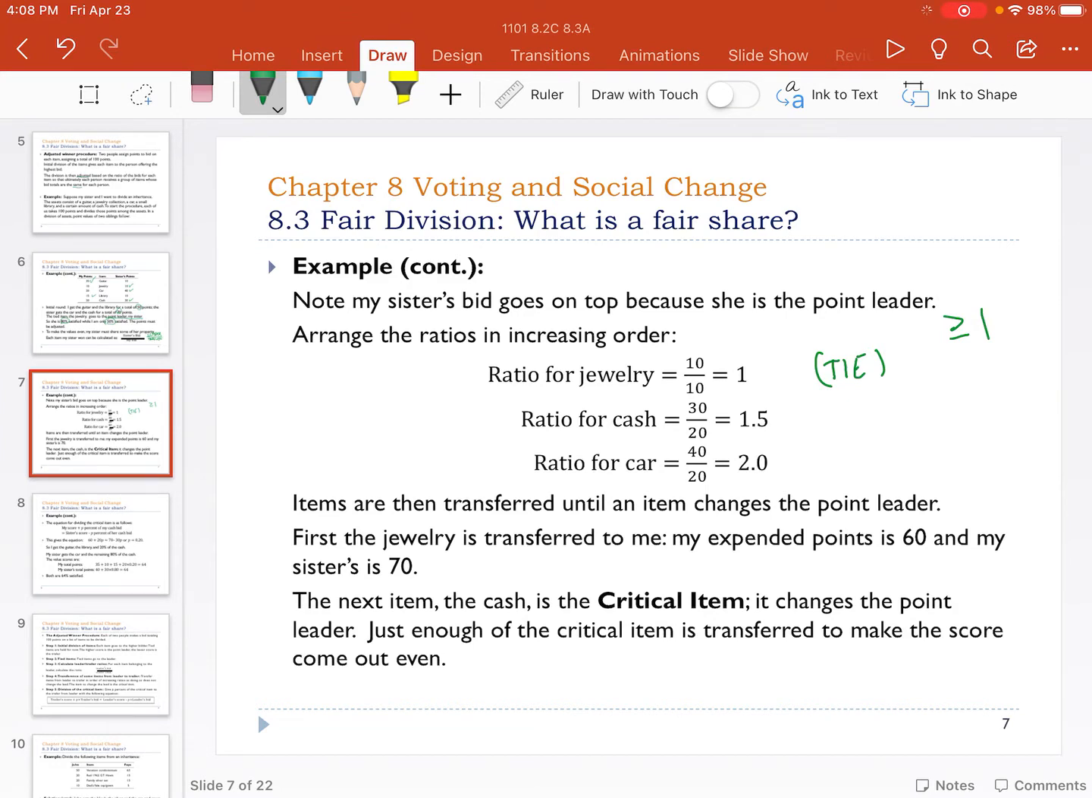So the cash, she put down 30, I put down 20, ratio of 1.5, ratio for car. 40 to 20 is a 2 to 1 ratio. We go and put them in increasing order. So we start with the smallest one, and then we just continue until we get to the end. We probably will not get to the end. So first, the jewelry goes right back. Seems like he should give the jewelry to the lower one, but I guess sometimes that'll change the leader, and they don't want that to happen. They already know the leader. They want to start with the leader, and this will not change the ranking. That's got to be the thinking behind it.